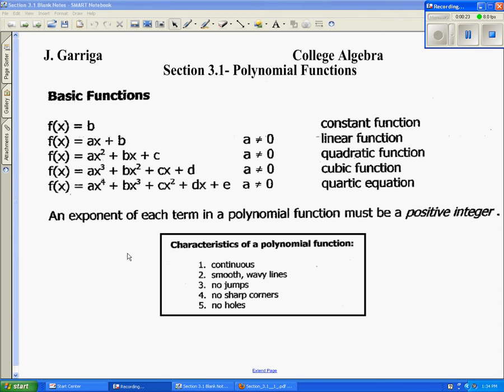An exponent must be a positive integer, and these are some characteristics. They need to be continuous, smooth, no jumps, no sharp corners, no holes. This is just a basic information page.